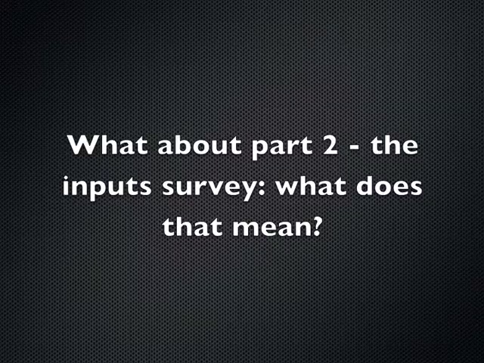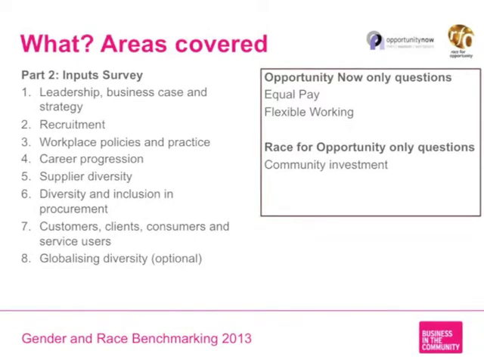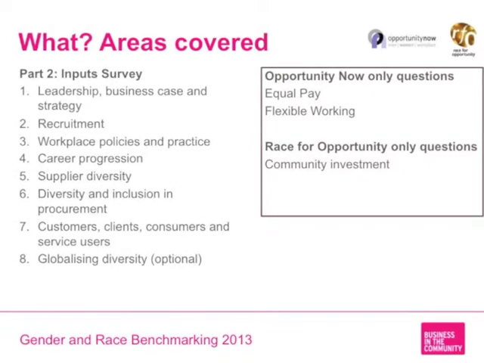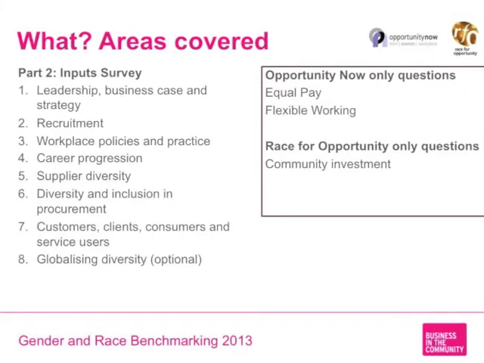What about part two, the input survey? What does that mean? Yeah, part two is about inputs, so policy and practice. It's really putting the work you do into context. It has about 8 areas, so we have questions on leadership, the business case for diversity, and your diversity strategy. We then have questions on recruitment partners, methods you use to remove bias in the recruitment process.